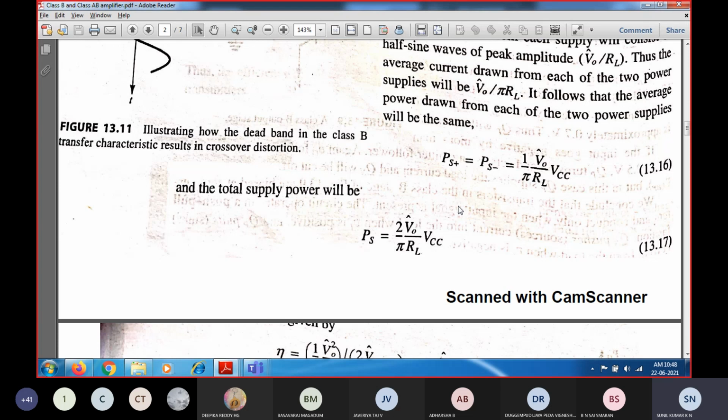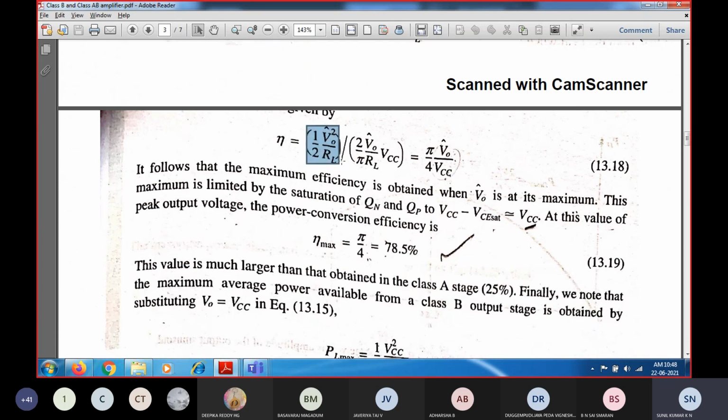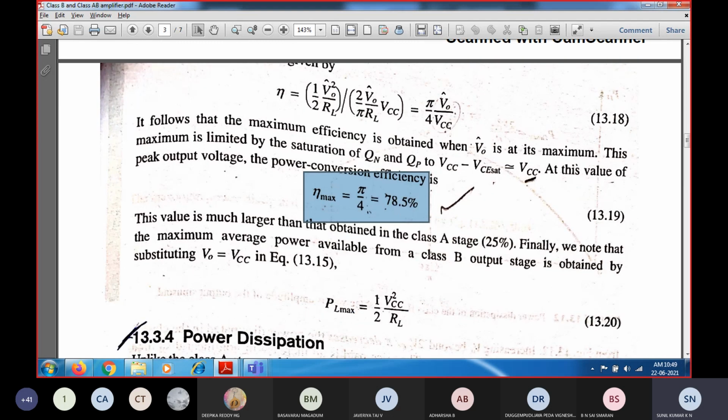So this is the total power supply delivered, and this is the total AC power delivered to the load. If you take that ratio, you will be getting the efficiency. So efficiency is given by pi by 4 into V naught by VCC, after simplifying. If the output voltage reaches a maximum value of VCC, then the maximum efficiency for the class B amplifier will be equal to pi by 4. So pi is 22 by 7 or 3.14, divided by 4, multiplied with 100. That gives 78.5% efficiency.